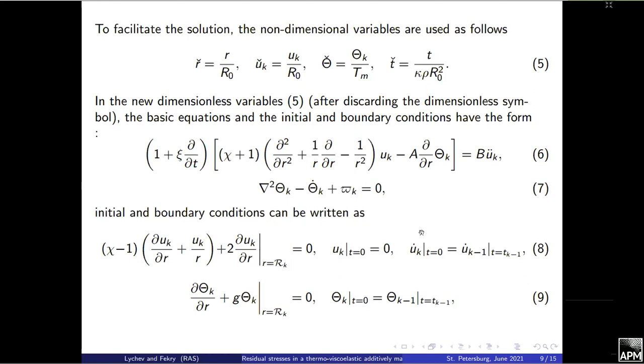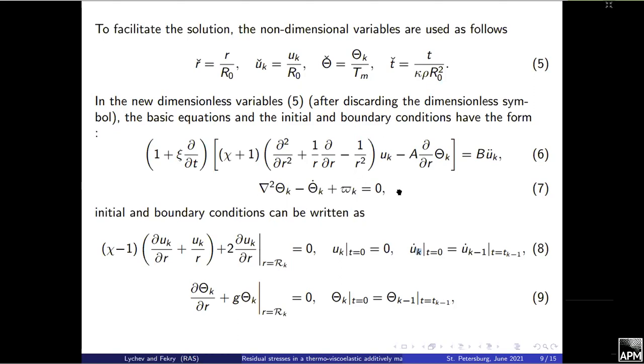Here we have, like I said, the boundary condition and initial condition. We can see, for example, the displacement at each step. The displacement at step number k, when t equals zero, is just the displacement from the previous step at the end moment of the previous step. Also for the temperature: the distribution of the temperature at step number k when t equals zero is just the distribution of the temperature of the previous step at the end moment of that step.